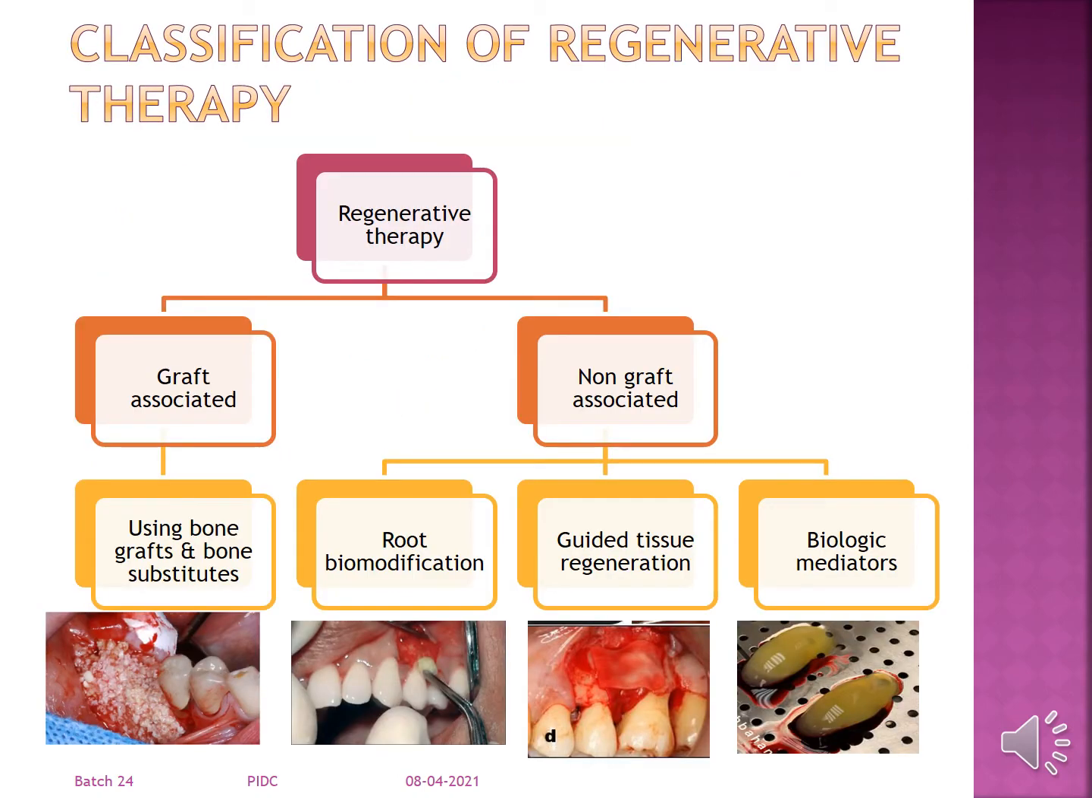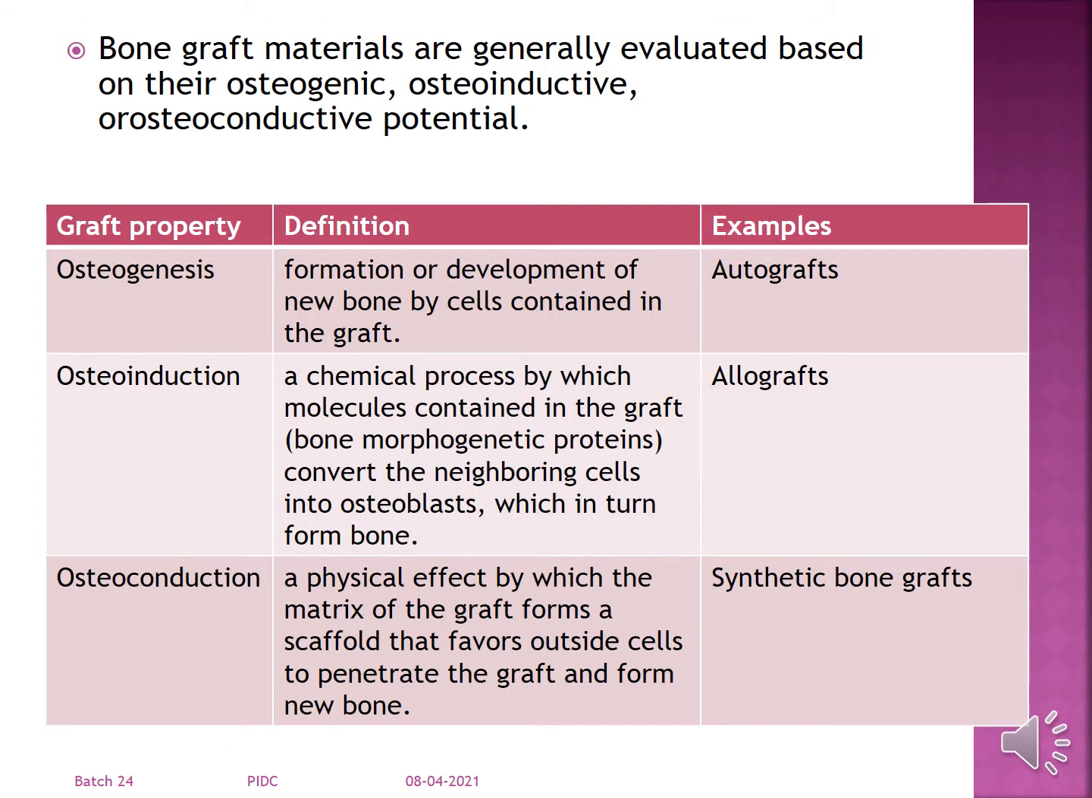So coming on to the classification of regenerative therapy, it has been divided into graft associated and non-graft associated. Graft associated is by using bone graft materials, so you can see the bone graft materials here. Non-graft associated is by means of root biomodification with citric acid or tetracycline, or guided tissue regeneration with the help of membranes, or biologic mediators with the help of PRP and PRF. Today in this class we will be dealing with graft associated. In the next class we will be dealing with non-graft associated.